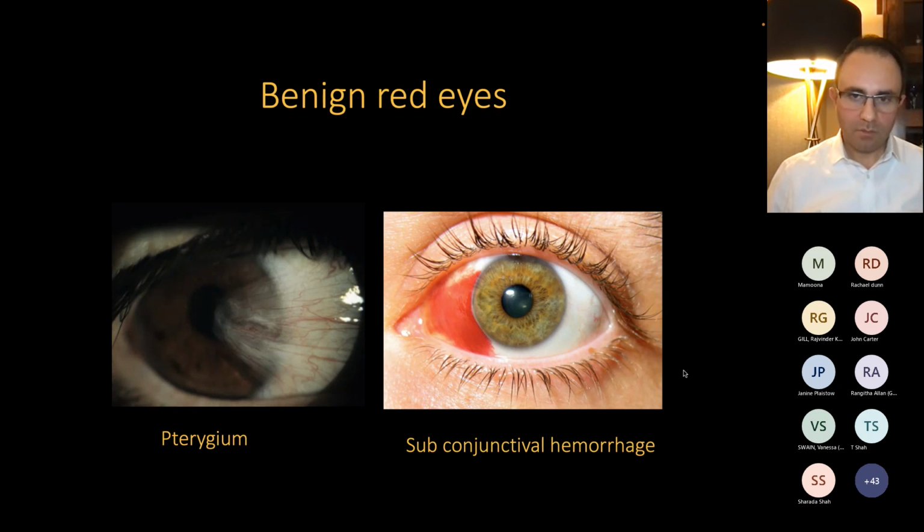Last question, and then I'll let you carry on. Sure. Can bacterial conjunctivitis lead to periorbital cellulitis?